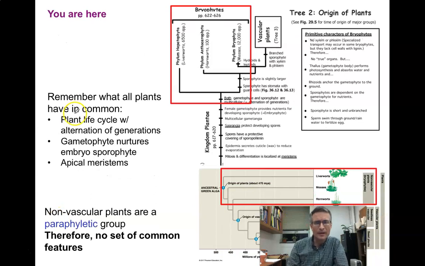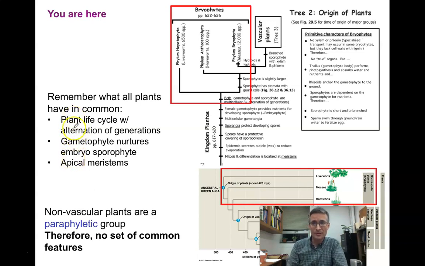A quick reminder about plants: all plants have a few features in common. One is a life cycle with an alternation of generations, alternating between the 1N gametophyte, the plant that produces gametes, which are held in antheridia and archegonia, and the 2N sporophyte generation. The sporophyte is the plant that produces spores. The spores are held in a sporangium, and are produced by meiosis to complete our life cycle.